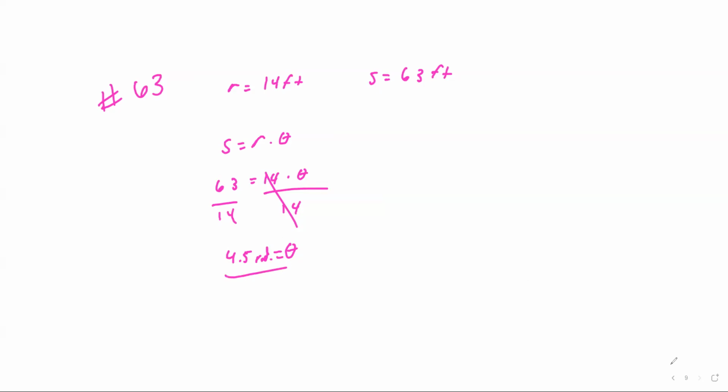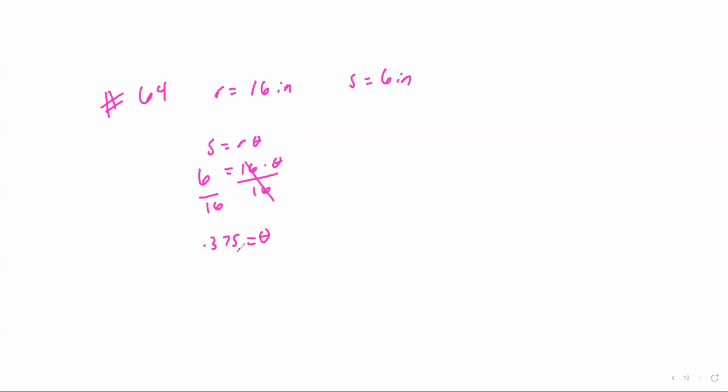Let's do another one like this so you can have another example. Let's look at number 64. This time R is equal to 16 inches and S is equal to 6 inches. Again, using S equals R times theta, I'm given 6 equals 16 times theta, so I'll divide by 16. Then theta would be 6 divided by 16, and that gives me 0.375 radians.